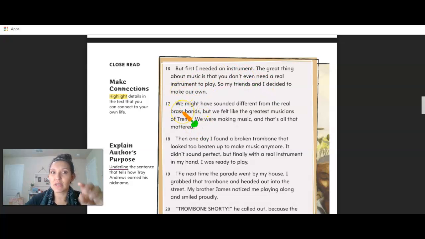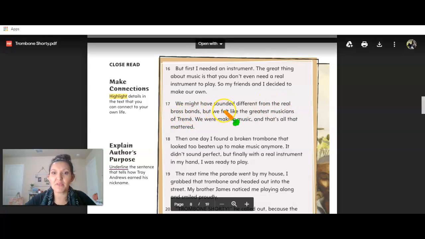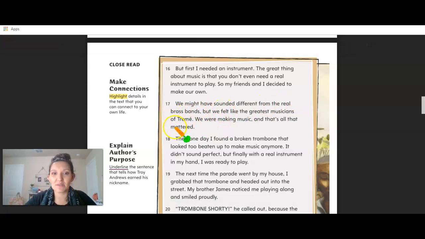The author knew that this story is in the past, so the author added those ed words, but he came to an irregular verb. Watch. We might have sounded different from the real brass bands, but we felt like the greatest musicians of Treme. Right here, this word felt. You can't say feeled, right?